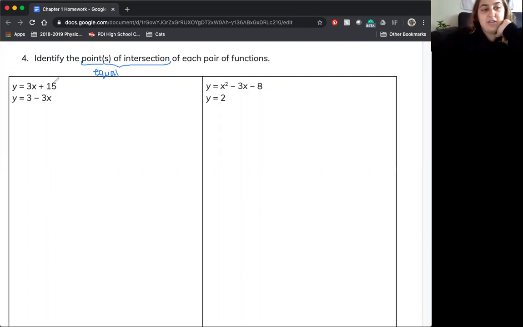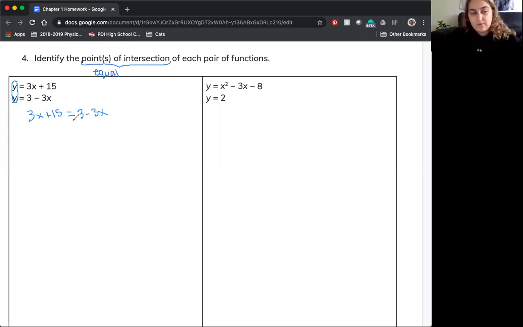So if I have two lines right here, right, and I have y equals 3x plus 15 and y equals 3 minus 3x. So these two y's technically are the same. So we can set 3x plus 15 equal to 3 minus 3x. So now we only have x's, right? So we just substituted in one of these expressions for one of the y's, and so now we have only x's. So we're going to solve for x.